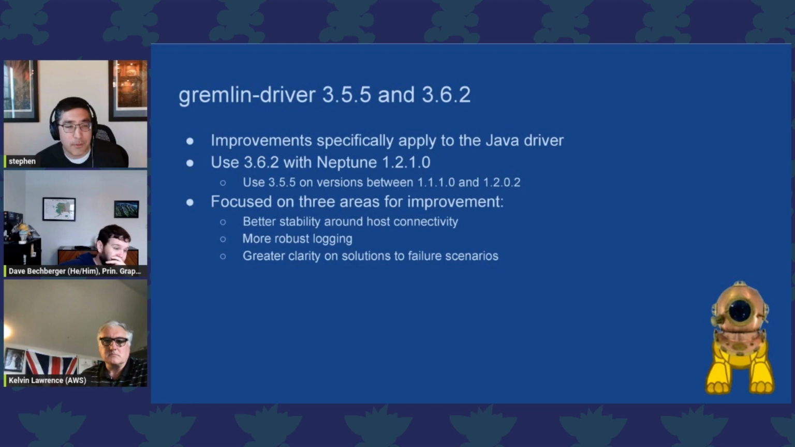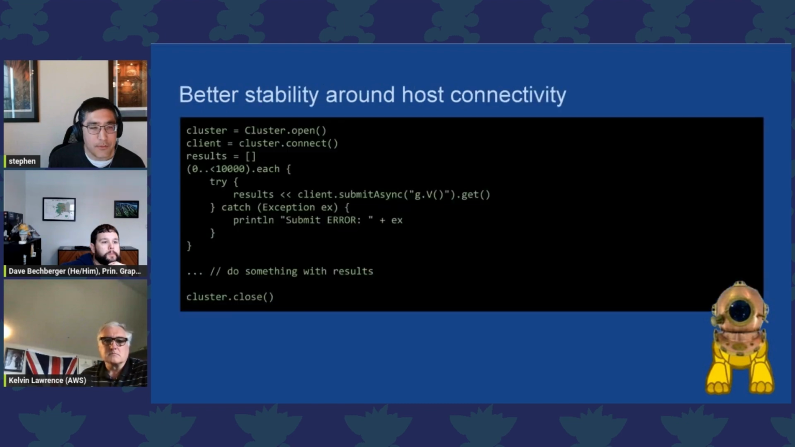We really looked at three areas for improvement with the driver. And again, this is specifically the Java driver that we're talking about here. We focused on the stability around host connectivity, more robust logging, and greater clarity on solutions to failure scenarios. With that, we'll look at each one of these, starting with the stability part around host connectivity. This is just a basic, what everybody does with the driver.